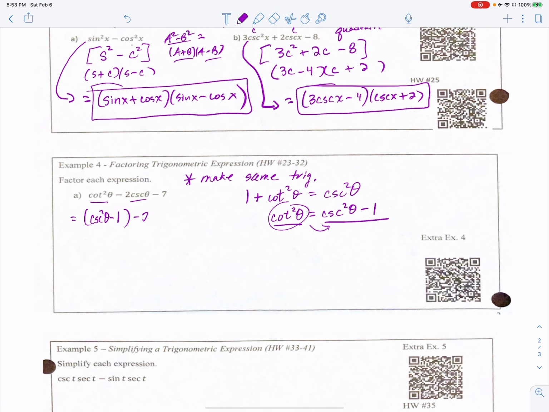Then I still have a minus 2 cosecant theta minus 7. So I'm going to get this in the same trig function. I have cosecant squared theta minus 1 minus 2 cosecant theta minus 7. And on these, you need the theta on every step for every argument. Then I can combine the minus 1 and the minus 7. I have cosecant squared theta minus 2 cosecant theta minus 8.